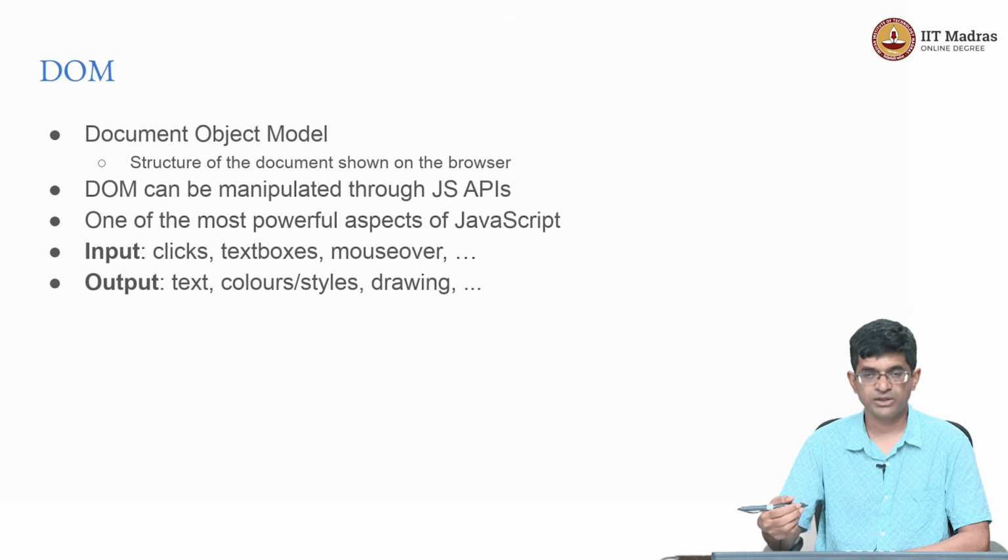Now, the DOM also has some ways by which we can interact, right? There we basically have some kind of input where you can click, or you can have a text box where you enter data. Even just moving the mouse around can be used as interacting with the application. And it also has output where it can display text, change the color or the style of text, or even draw things on the screen. HTML5 has this tag called canvas, which allows you to draw arbitrary things onto a screen.